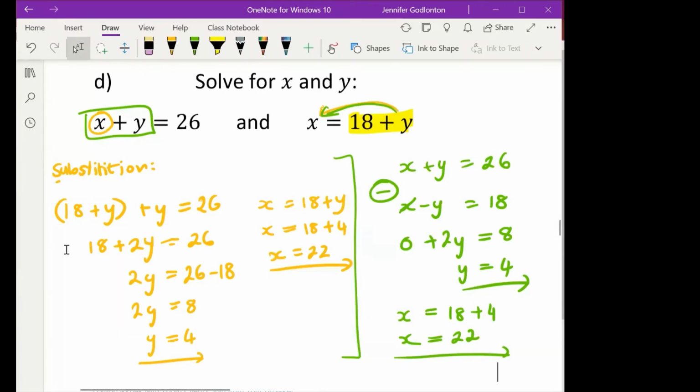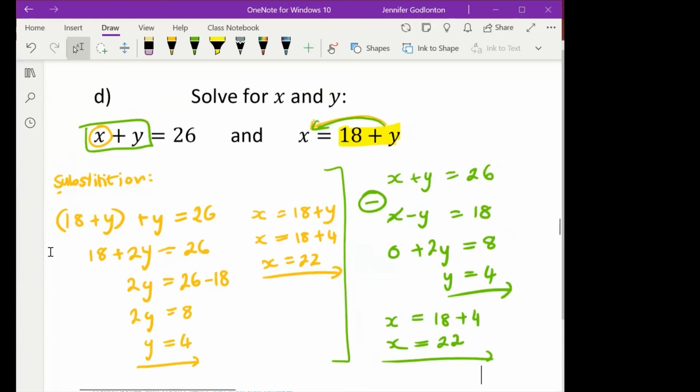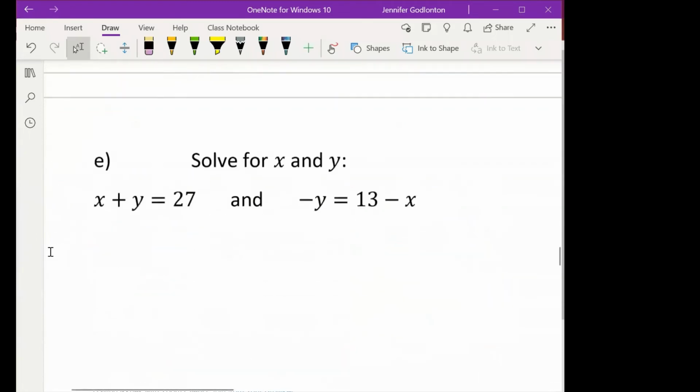I think we have time to sneak one more question in. Does anyone need to sit on this page any longer? Just let me know. Okay, we're going to sneak one more question in.